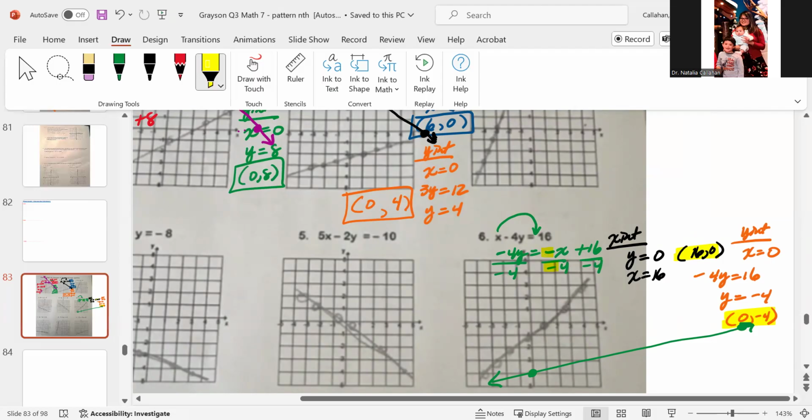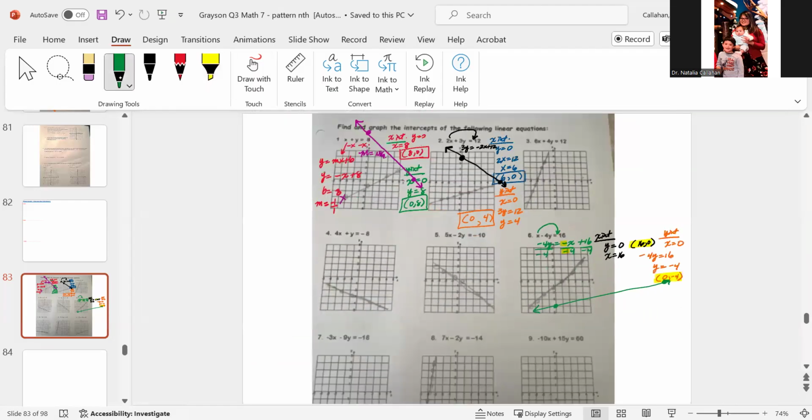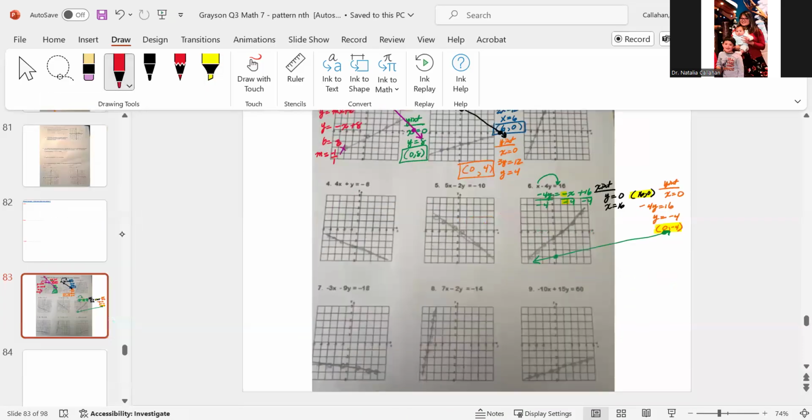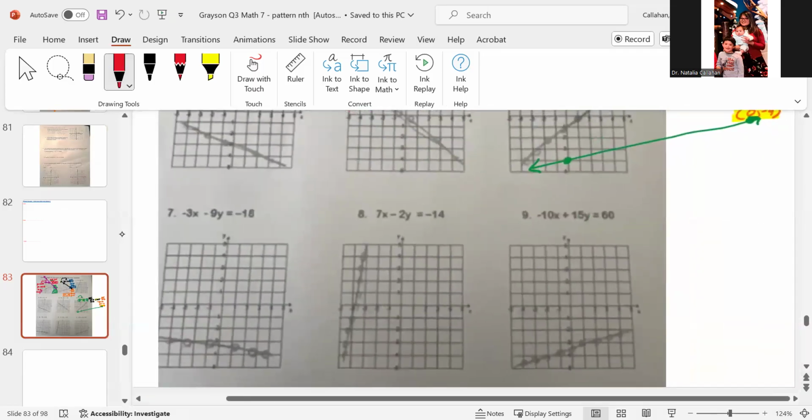Okay. All right, so I'm going to go ahead. Let's go over one more. You sure you want to go number 7, 8, or 9? 9. Number 9. Okay. So let's find the x-intercept. What's y? My y is 0. Good. Now you take your pencil, you just cross it out. So then you write down what's left. Negative 10x equals 60. What does x equal to? Negative 6. Good. So what's your first point?